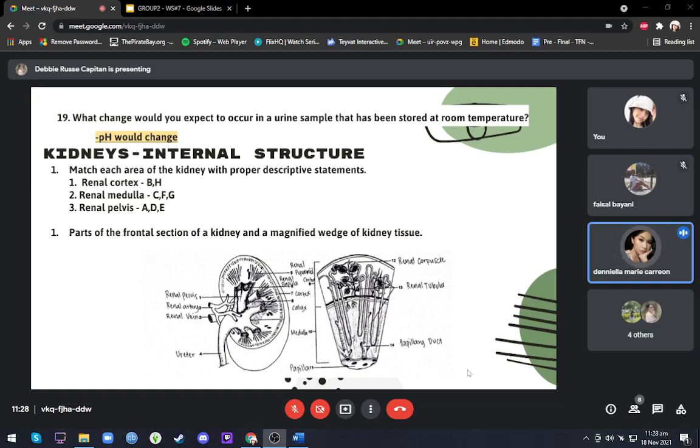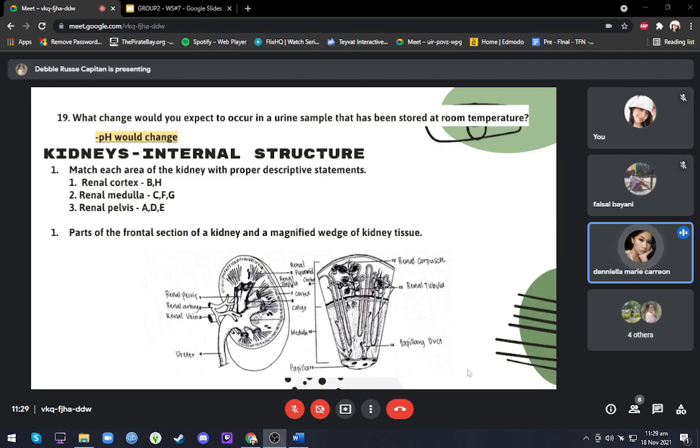Match each area of the kidney with the proper descriptive statements. Number 1, renal cortex, B and H. B is the outer layer of kidney tissue. H contains the renal corpuscles and convoluted tubules of nephrons. Number 2, renal medulla, C, F, and G. C is the inner layer of kidney tissue. F consists of wedge-shaped pieces called the renal pyramids. And G contains the loops of Henle and the collecting tubes of nephrons.